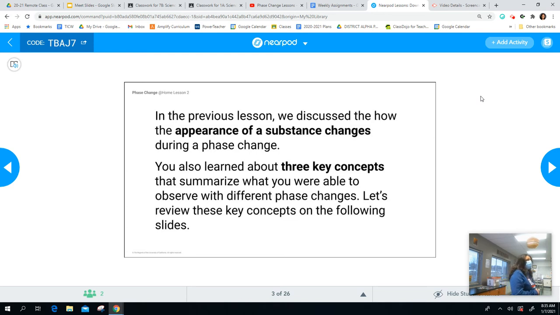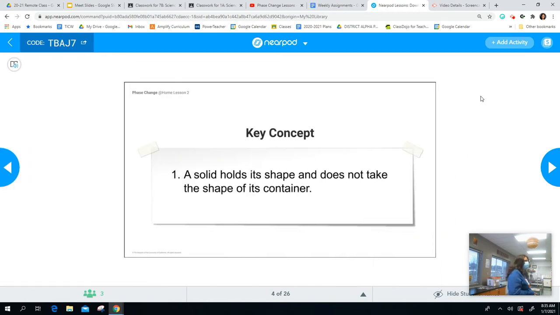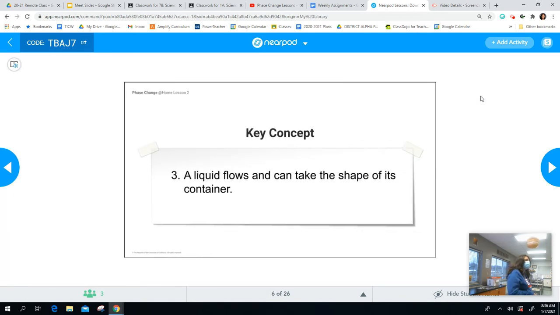Let's do a review of these key concepts on the following slides. I'm going to go fast because we just did this. A key concept, the first one: a solid holds its shape and does not take the shape of its container. I explained that during the review. A gas has no visible shape and fills its container. And a liquid flows and can take the shape of its container.